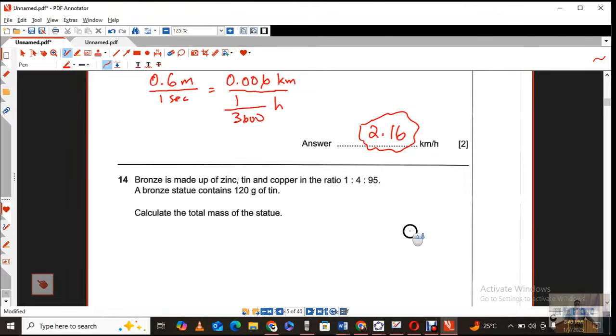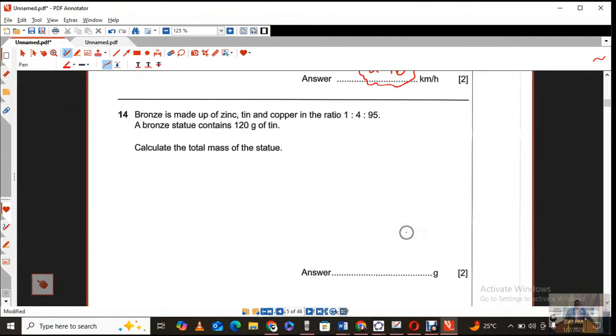Okay. Question 14, of course, I don't want to rush the paper, but you can obviously always pause and try and solve this question. So you've got the ratio of zinc, tin, and copper. So you have got 1 part zinc, you have got 4 parts tin, and then you have got 95 parts copper.